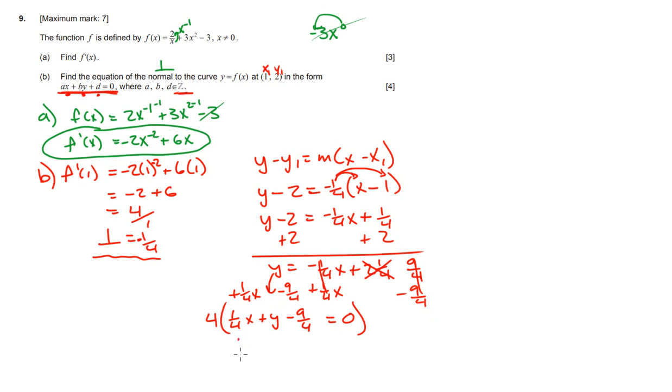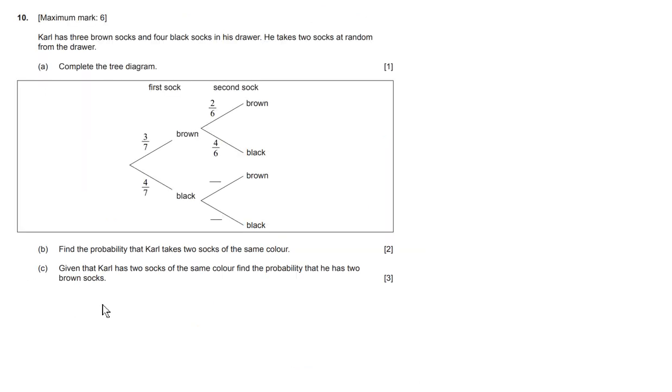4 times 1/4 is 1x. 4 times y is 4y. 4 times negative 9/4, these 4s are going to cancel each other out, and we get negative 9. 4 times 0 is still 0. There's our answer in this form right there. Okay, that's number 9. Moving on to number 10.